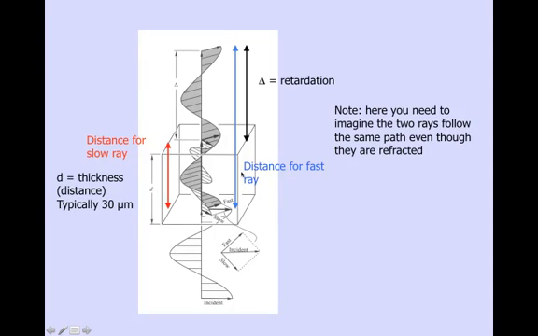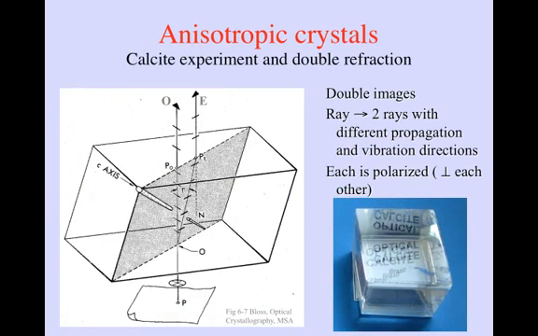Here's another way of looking at it. In just a cube of rock that is the thickness of a thin section, about 30 microns, the slow ray is traveling one distance. It's a shorter distance, and at the same time, the fast ray is traveling a longer distance. And the difference between those two is that retardation. And that gives us a particular value in nanometers that we read off of the retardation axis of that diagram.